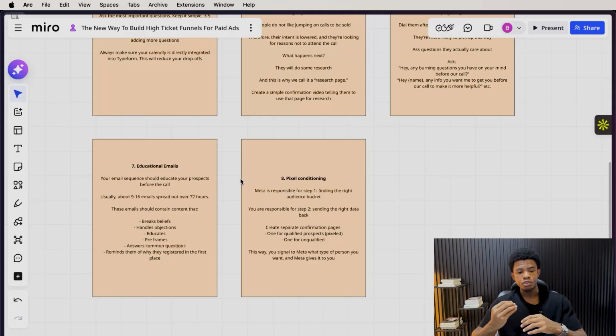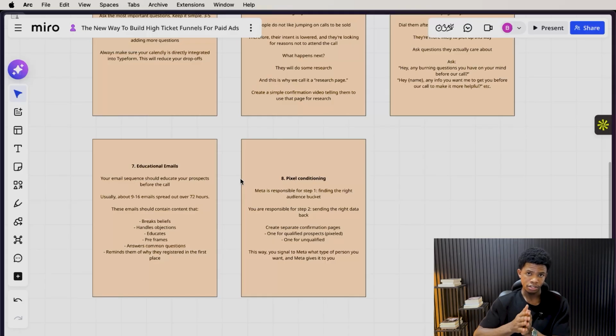But with the educational emails, really what you want to do here is to educate your prospects before the call. And this is usually anywhere from 9 to 16 emails that are going to be breaking objections, breaking beliefs that they have, educating them and pre-framing them, and also answering any common questions that they have, and also reminds them of why they even booked the call in the first place with some offers, like mindset offers and sleep offers and things of that nature. You want to remind people why they booked in a call. So again, it is contextual to the offer that you're running, but you absolutely need to have this.